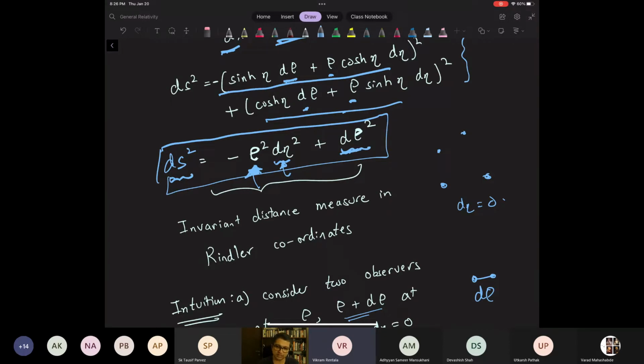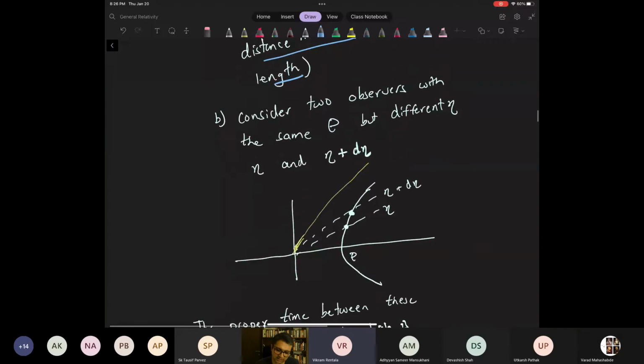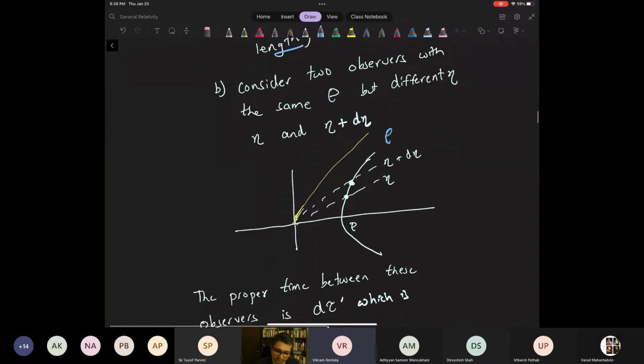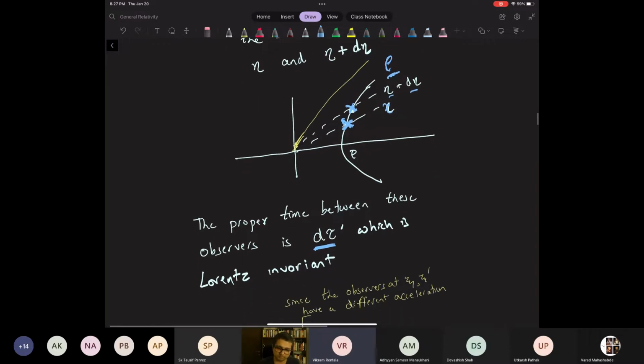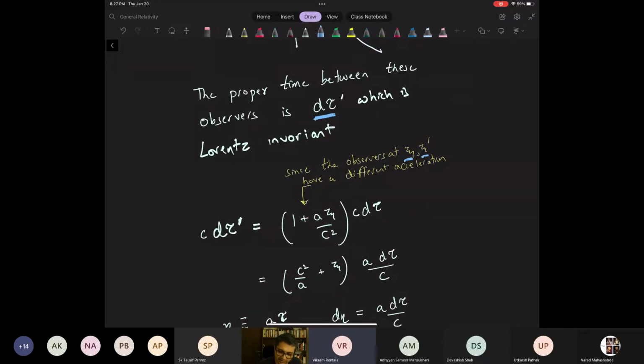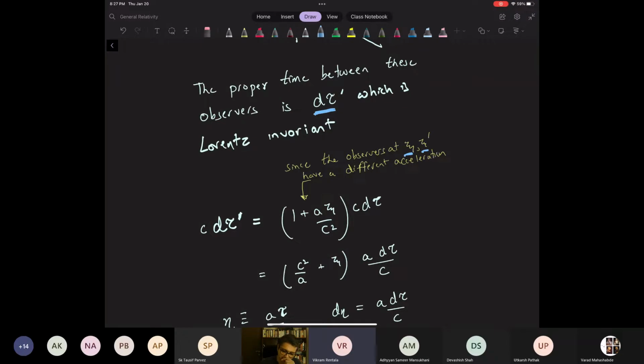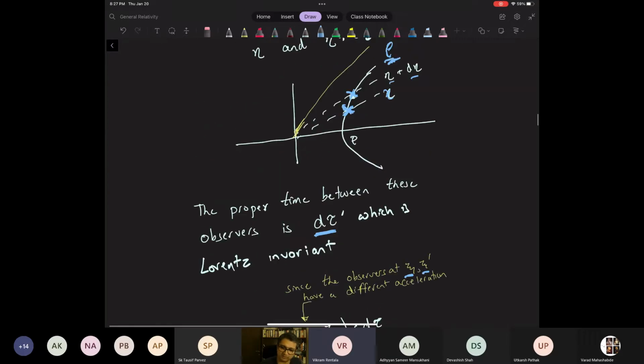But now let's ask a reverse question. Let's take two observers who are on the same hyperbola, but one is measured at an earlier instant eta, and the other is at a later instant eta plus d eta. And let's ask, what is the invariant spacetime distance between these two observers? Now, as we've discussed, the proper time for the rho-th observer is d tau prime, which is a Lorentz invariant quantity. So the proper time between these two is the spacetime distance between them, and that's d tau prime, and that's a Lorentz invariant quantity. Now, as we've discussed, the observers at xi and xi prime have different accelerations, and so the proper time d tau prime is, now here I fix the value of rho, so I fix the value of xi.